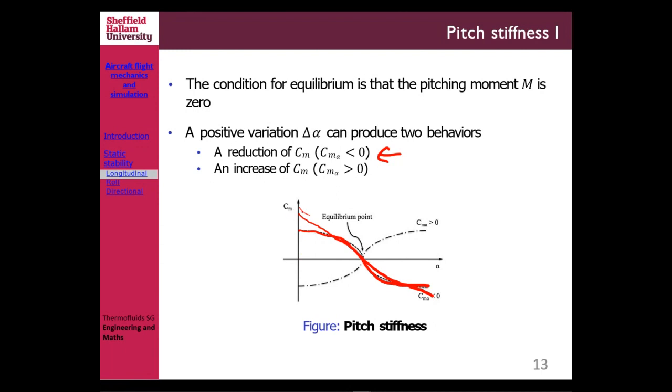So if this aircraft is stable, your Cm alpha always makes a negative slope like that. That is when Cm alpha is negative, right? So there is a condition where the aircraft is unstable, your Cm alpha is positive like that, right?